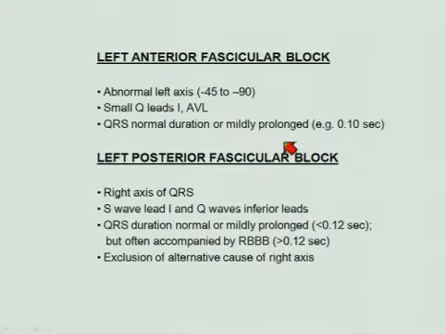The posterior fascicular block is a little more complex. There's a right axis of the QRS, often quite tall R waves with Q waves in the inferior leads. The QRS duration is only mildly prolonged from the fascicular block, but almost all posterior fascicular blocks occur also in the setting of right bundle branch block, which I'll show you in a moment. And then you have to exclude an alternative cause of the right axis, because there are other patterns that can simulate a posterior fascicular block.